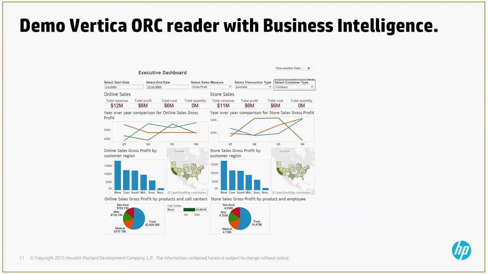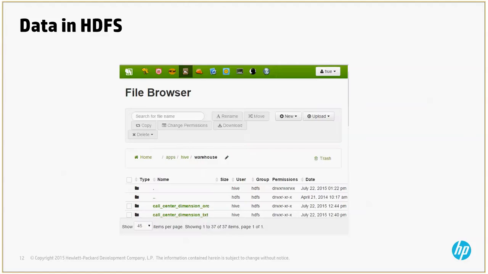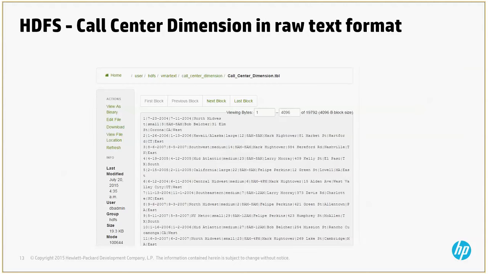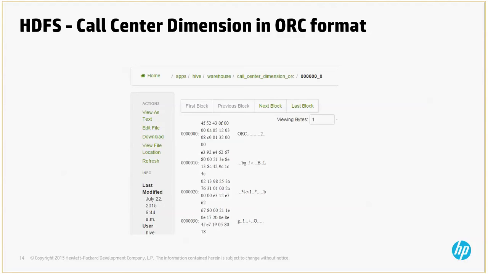So today we're going to do a demonstration showing you the ORC reader with a business intelligence tool. In this particular case, we're going to be using Tableau, but it can be any tool. Before we launch into the demonstration, we're going to show you the data in HDFS. Here we're using just Hue, the file browser built into Hue. If you notice, we're looking at a directory, and there are some files and directories in there. The first thing we'll do is take a look at the data in raw text format, and then we'll take a look at the data in ORC format.